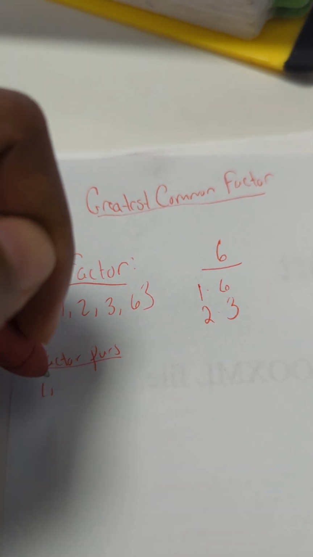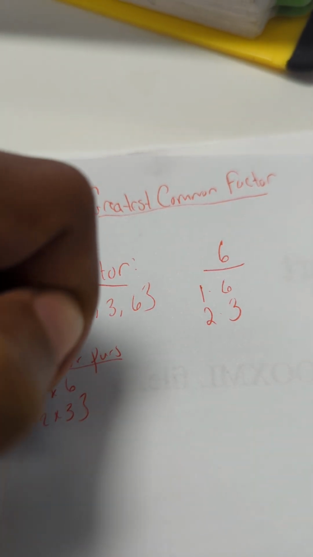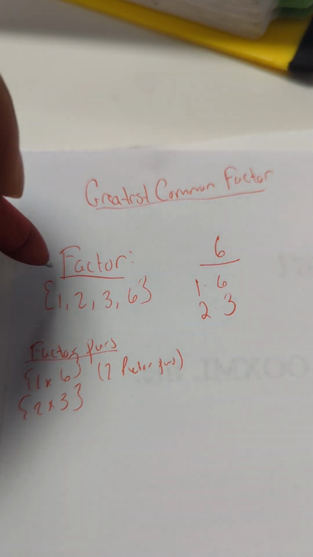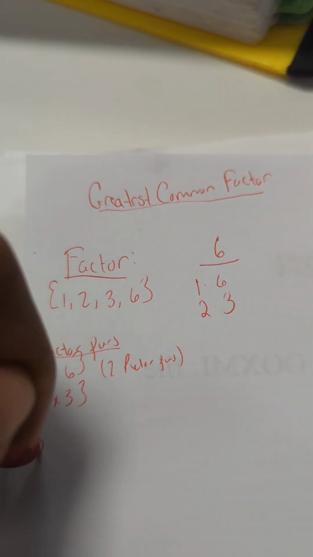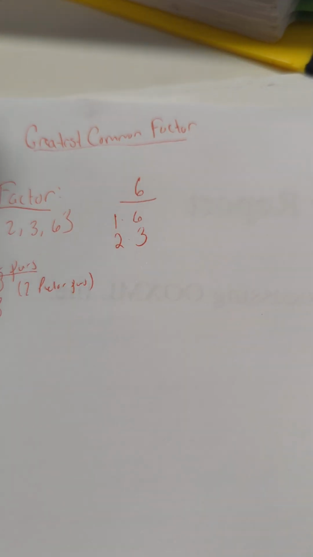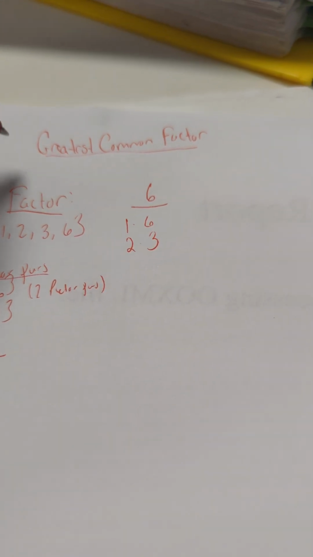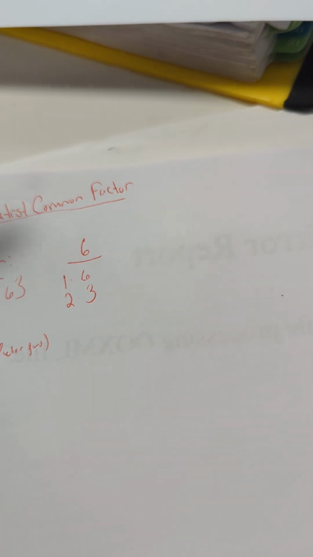are 1 and 6, and 2 and 3. So we have two factor pairs, and we have 4 factors. And the product is 6, right? Okay, that's a recap of what a factor is. So a factor is a number that when you multiply it by another number gives you the product. Now, we're going to talk about the greatest common factor.